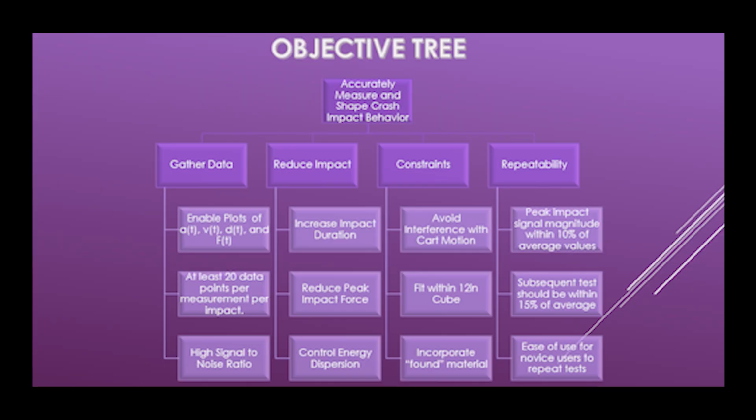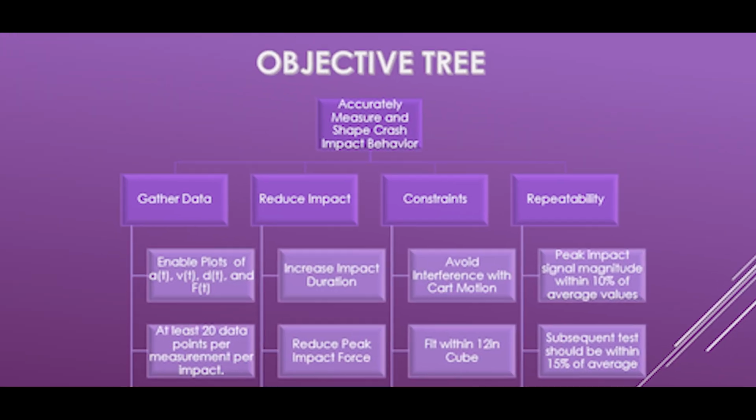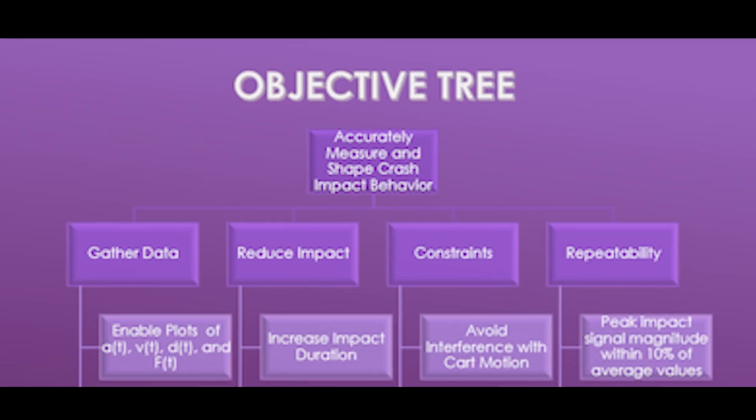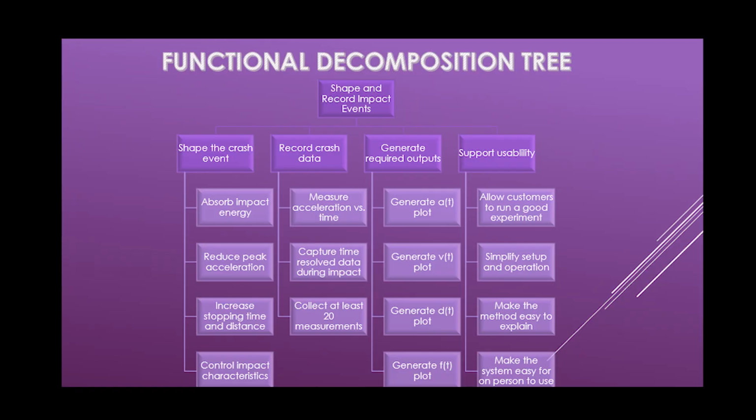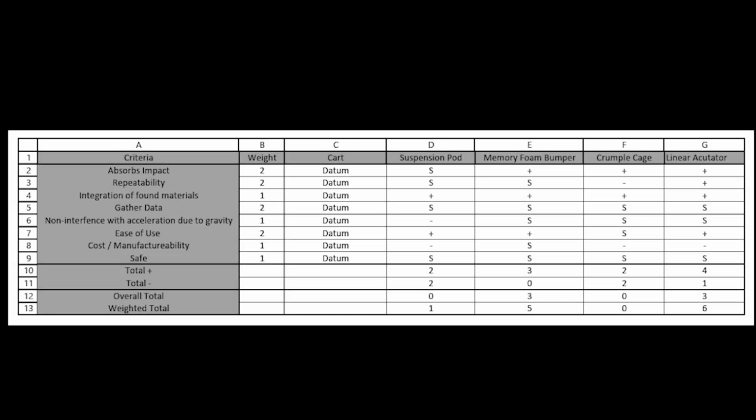The project focused heavily on engineering analysis and data collection rather than simply stopping the cart. Our system was required to measure and generate acceleration versus time, velocity versus time, displacement versus time, and force versus time data. In addition to accurate data collection, the system also needed to satisfy several important engineering objectives: reduce peak impact force, improve repeatability, minimize signal noise, maintain durability, and remain simple enough for repeated operation.